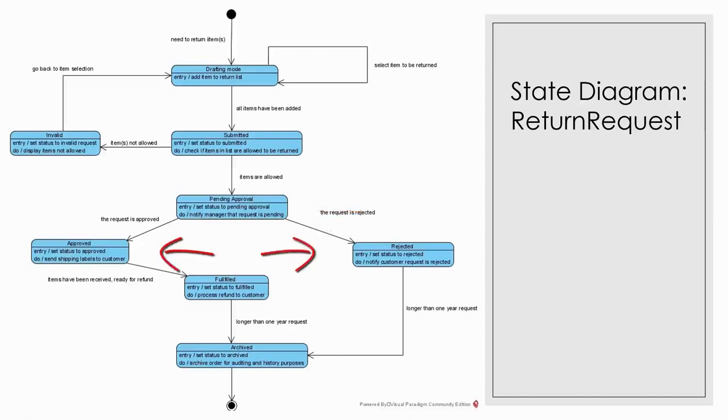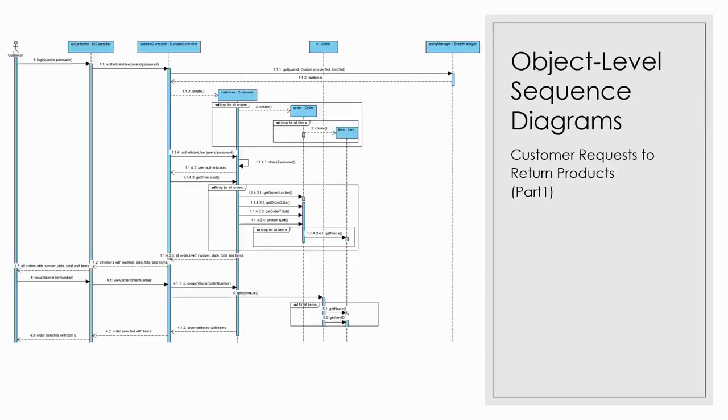For approved requests, the next state is fulfill, which represents the items have been received and the refund has to be processed. Finally, I have an archive state, which is just kept for historical purposes, like auditing. Next is object level sequence diagram. This is based on the previous diagram just with more details.